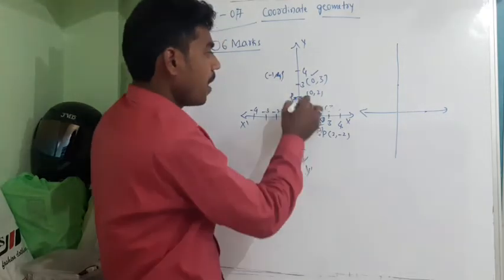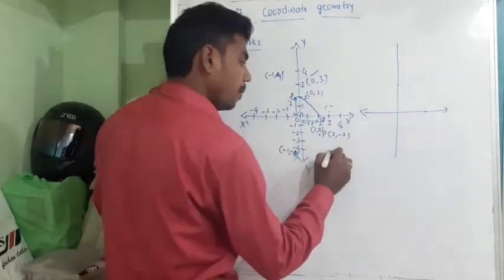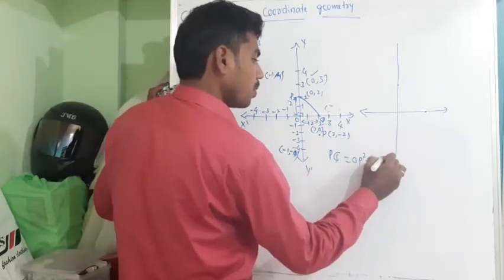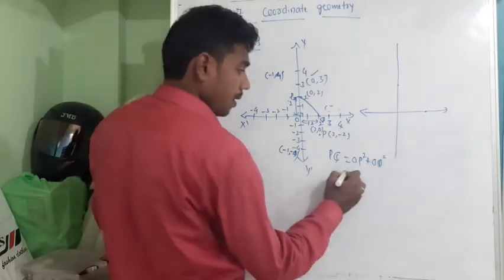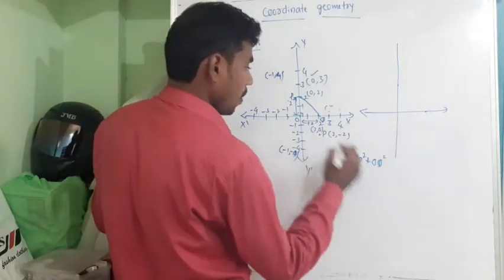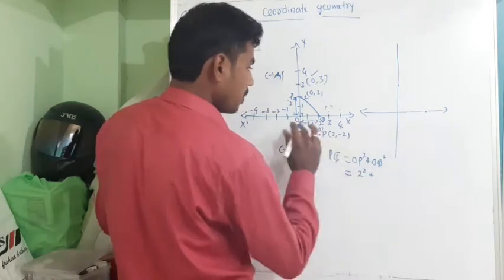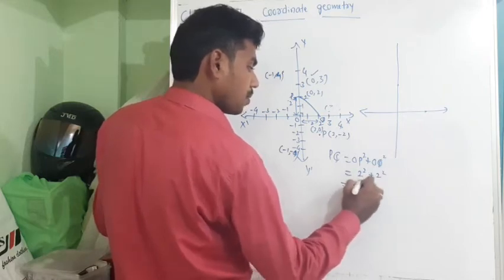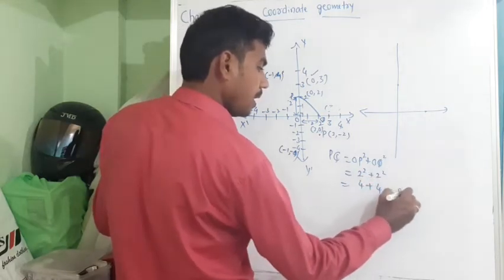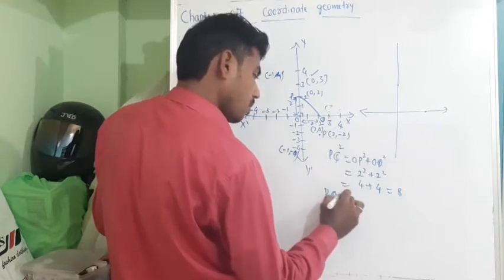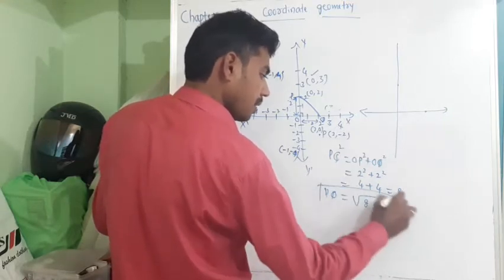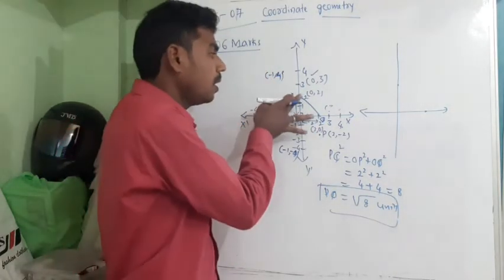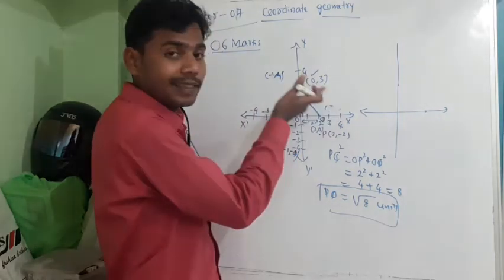Yes? So to find the distance between P and Q, what can I write? PQ is equal to root of OP square plus OQ square. Fine? See, OP square is 2 square plus OQ square is also 2 square. So 4 plus 4, which is equal to 8. This PQ is equal to root of 8 units. So this is how I can find the distance between the 2 points which are there on the coordinate axis.